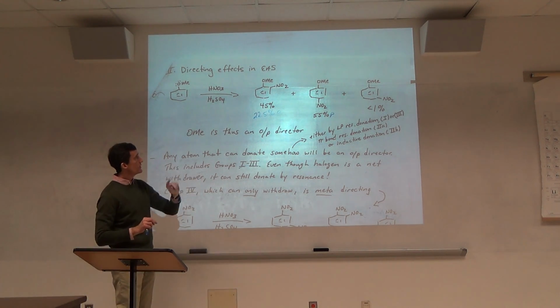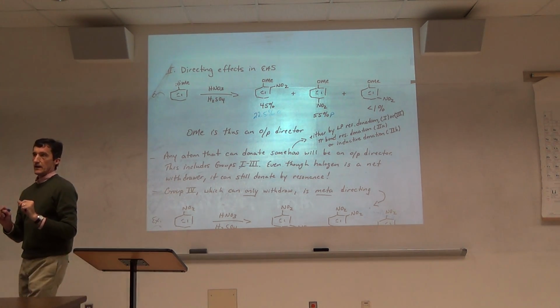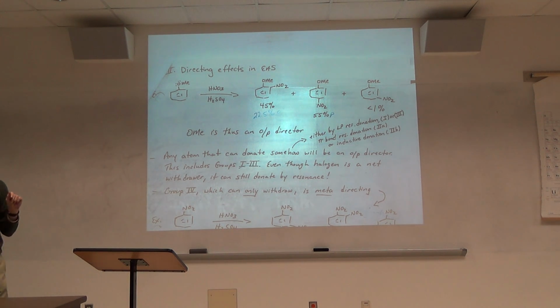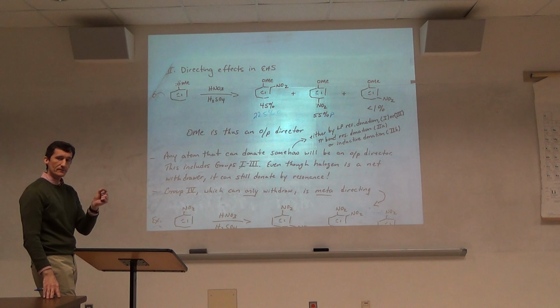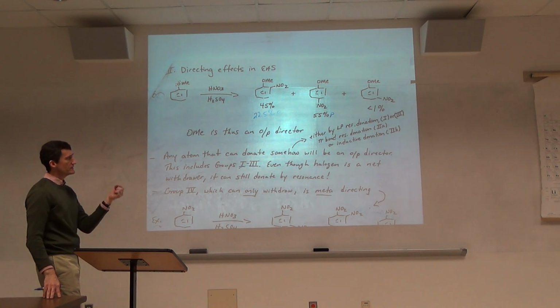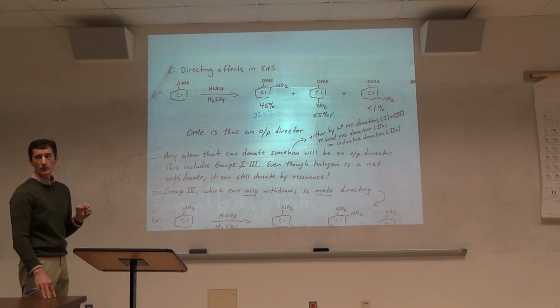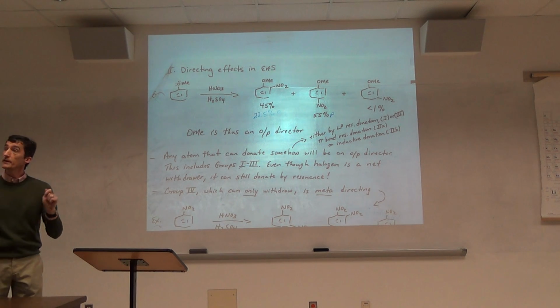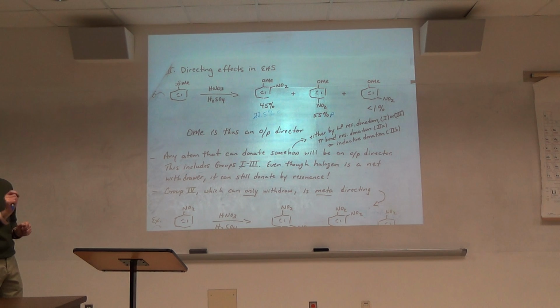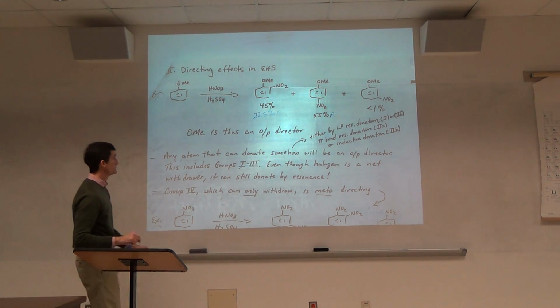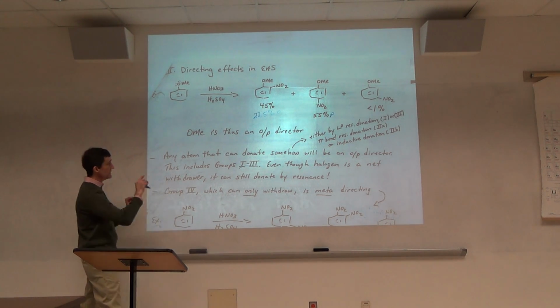Why do you get more para versus ortho? It's not an electronic effect, it's a steric effect, because at ortho you've got to go right next to that group. So para is a little bit more favored, and in some reactions it's even more highly favored. But still for us, groups will either be ortho-para directors, and you get mixtures. Below we'll see groups that direct purely meta.